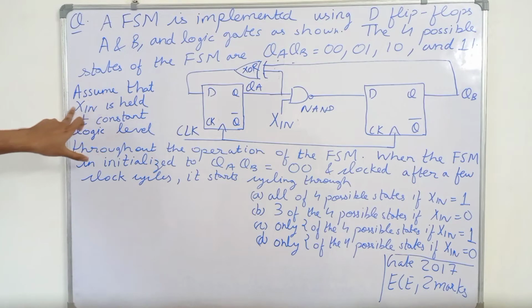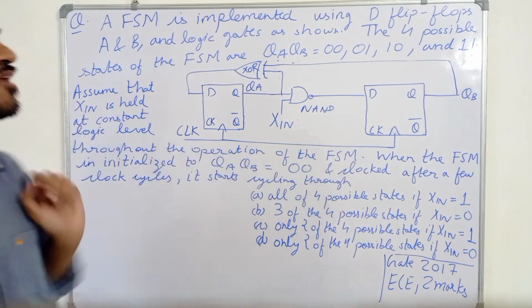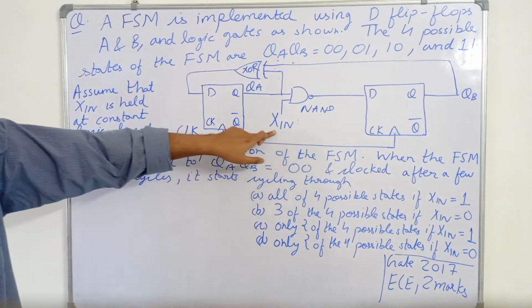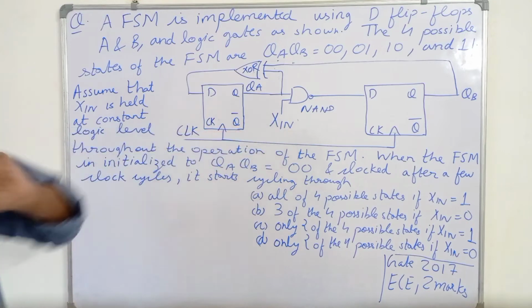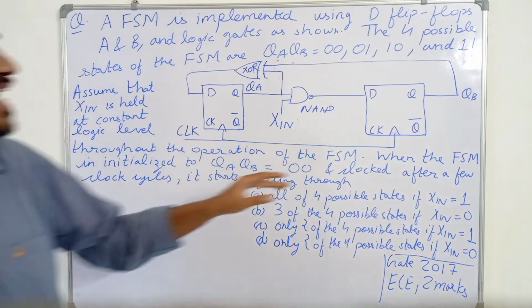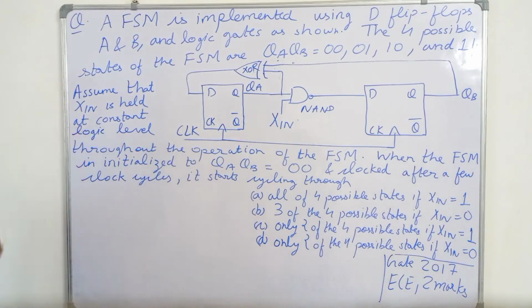Then it says that Xin is held at a constant logic level throughout the operation of this FSM. So we have to assume that Xin is constant throughout the operation of the FSM. Then it says that the FSM is initialized to QA QB equal to 0,0. This is the initial state given to us. If the initial state is not given, then we have to take the initial state as 0,0. But in this question they have given us the initial state.